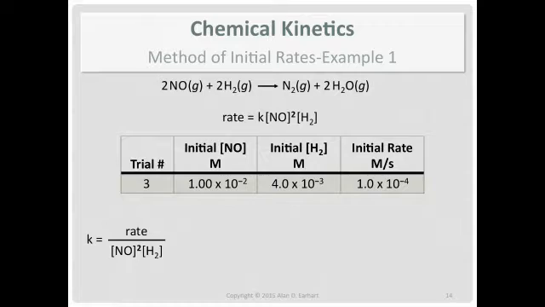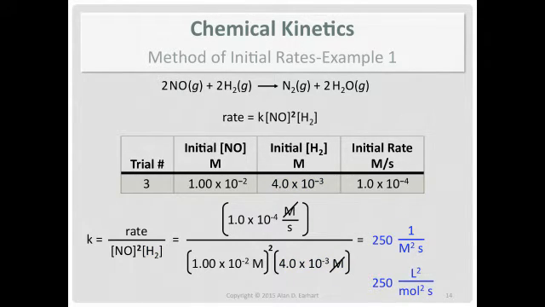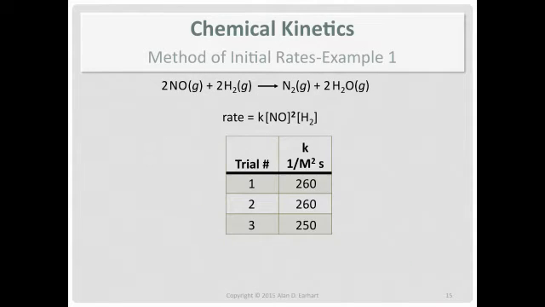And one more time for trial 3. Take the rate, concentration for nitrogen monoxide, concentration for H2, and this time we get 250, not 260. That's what I mentioned about rounding issues and experimental uncertainty leading to slightly different values, possibly, depending upon which trial you pick. So here are the 3 values that we calculated.